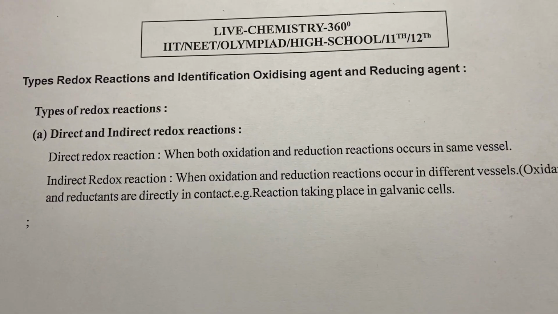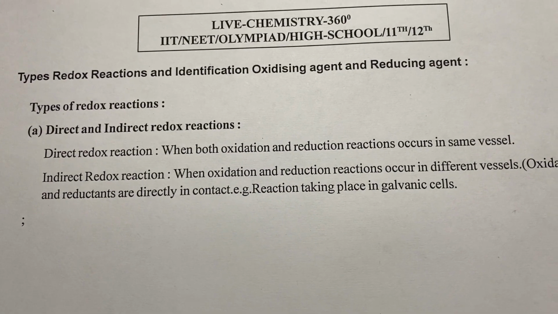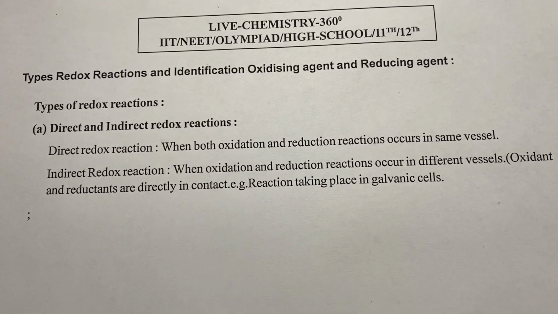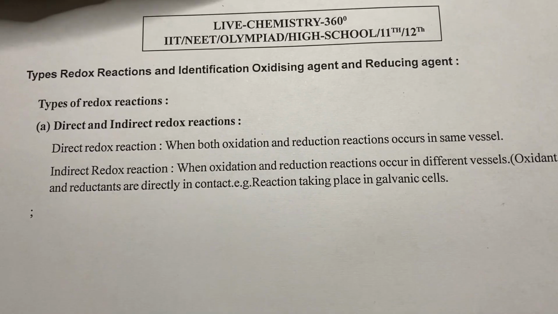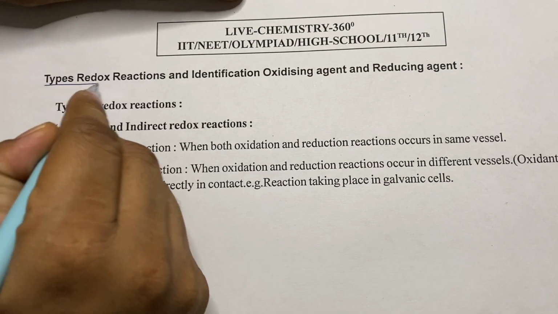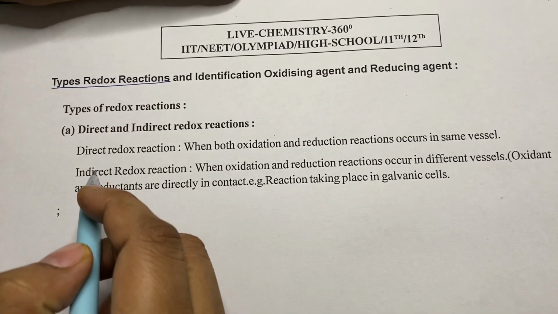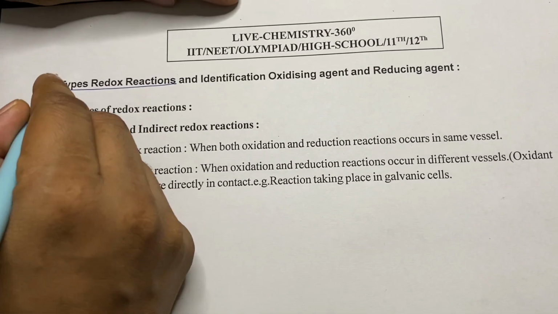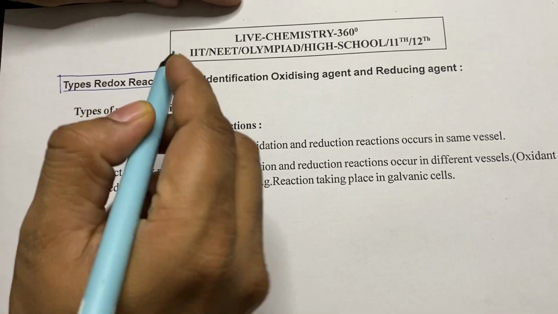In this video, we will discuss the types of redox reaction and identification of oxidizing and reducing agent. So first of all, what is meant by redox reaction? Redox reactions are those in which oxidation and reduction take place simultaneously.